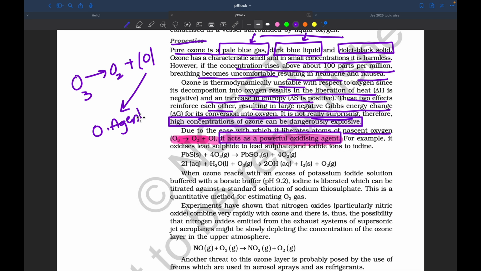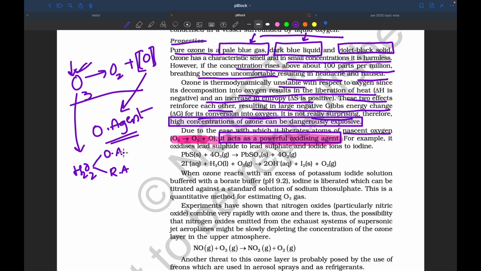It will react with anything and form its oxide. That's why the nascent oxygen is produced by ozone. Therefore, ozone is said to be a strong oxidizing agent. There is one more example, you have seen H2O2. H2O2 can be an oxidizing agent, can be a reducing agent, but this is only an oxidizing agent, it cannot be a reducing agent. H2O2 can be an oxidizing as well as reducing agent, right? So we got two reactions here, the PbS one and the iodine one. So we will do these reactions.